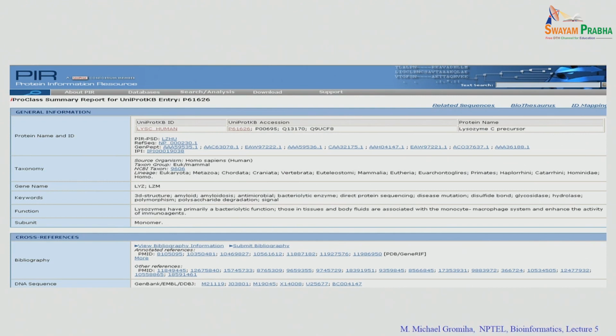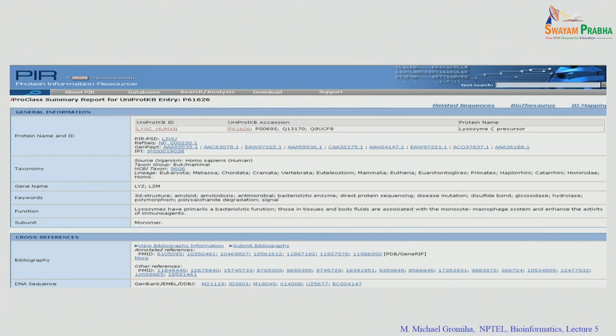So, you can obtain the specific protein sequences based on various search options. This is why they give various keywords for this particular protein. Then they give the function. This is mainly a bacteriolytic function. Here the tissues and body fluids are associated with the monocyte macrophage system. So, they give the specific function of a particular protein.